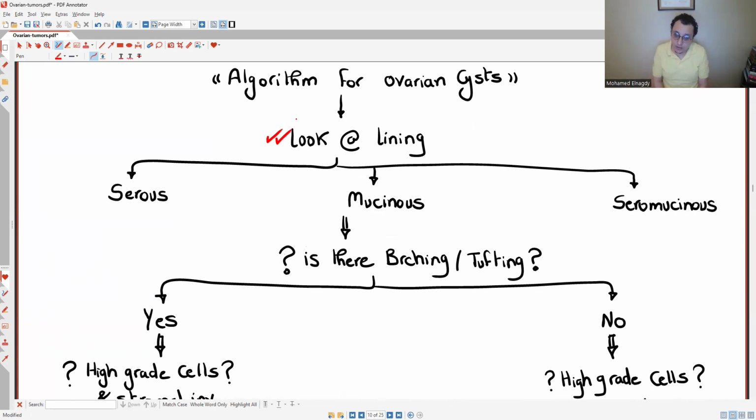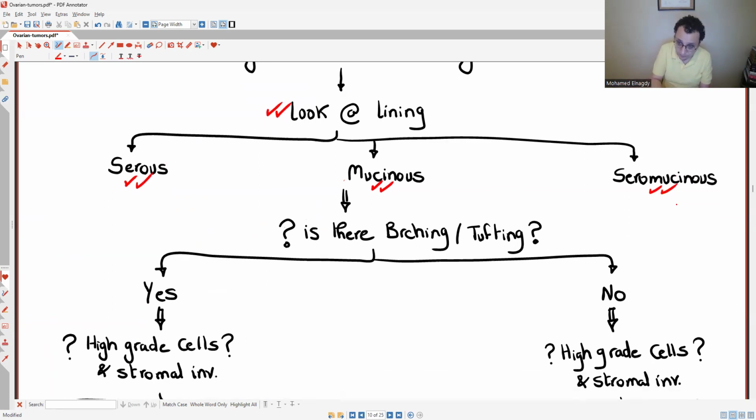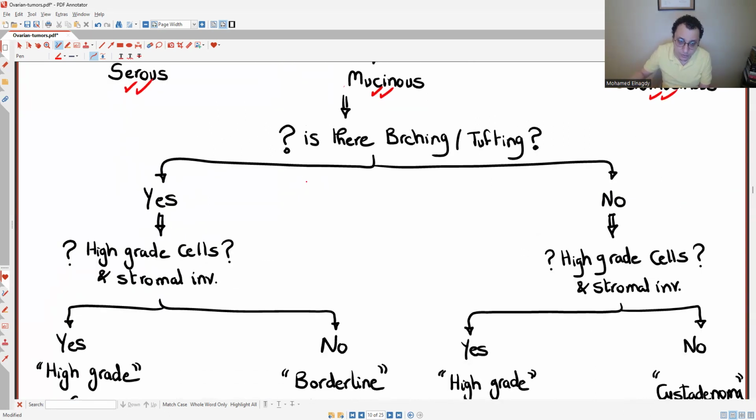Then under the microscope, you look at the lining. Do you see any mucin in the lining? Yes, it's mucinous. No, it's serous. If you see a mix of cells, this is called seromucinous. We'll talk about this in the end. Don't bother right now. Then you ask yourself two questions.